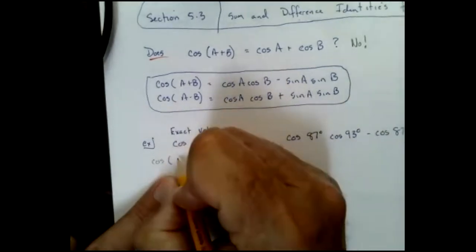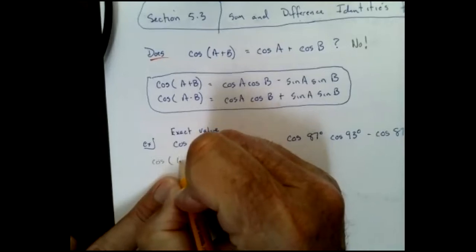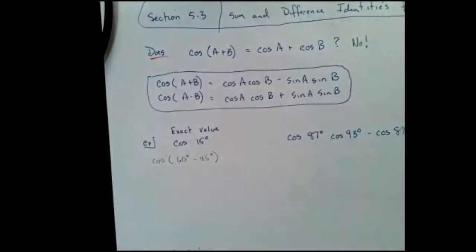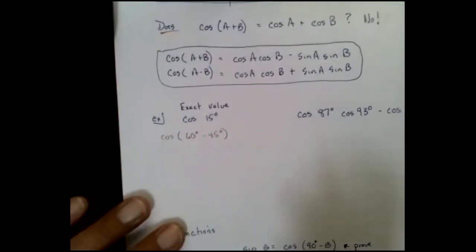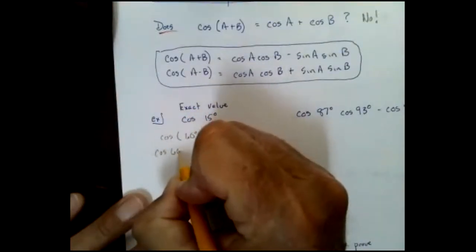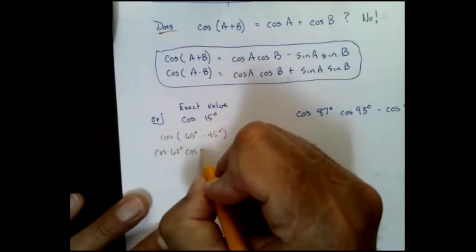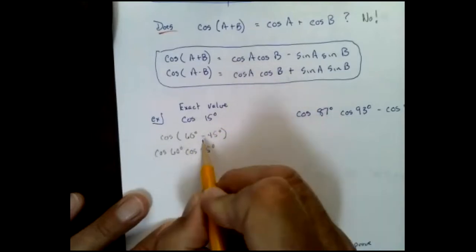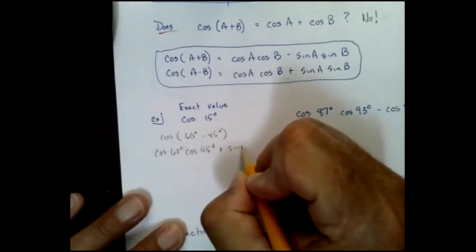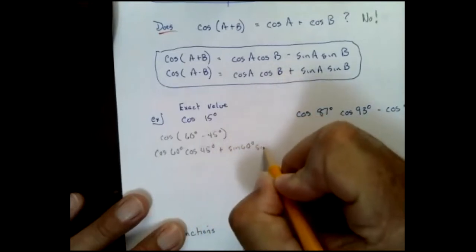For example, go ahead. I was gonna say 60 and 45. Excellent. 60 degrees minus 45 degrees. So this is going to become cosine of the first, cosine of the second. This time it's plus, because the signs are opposite, sine of the first, sine of the second.